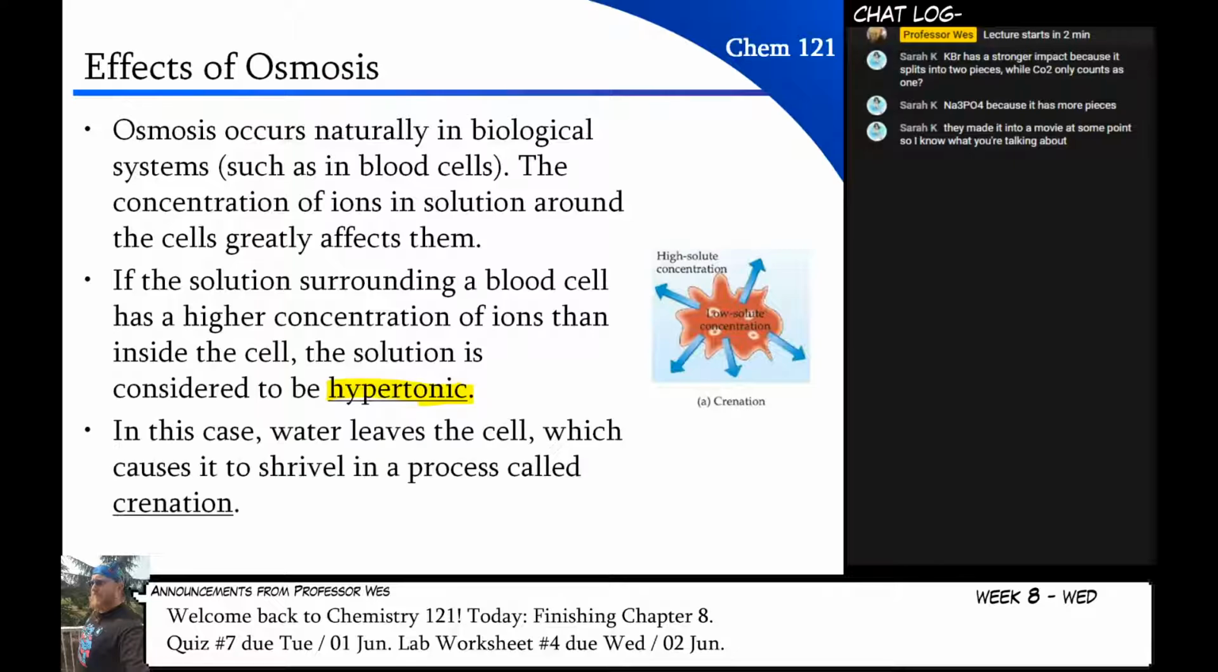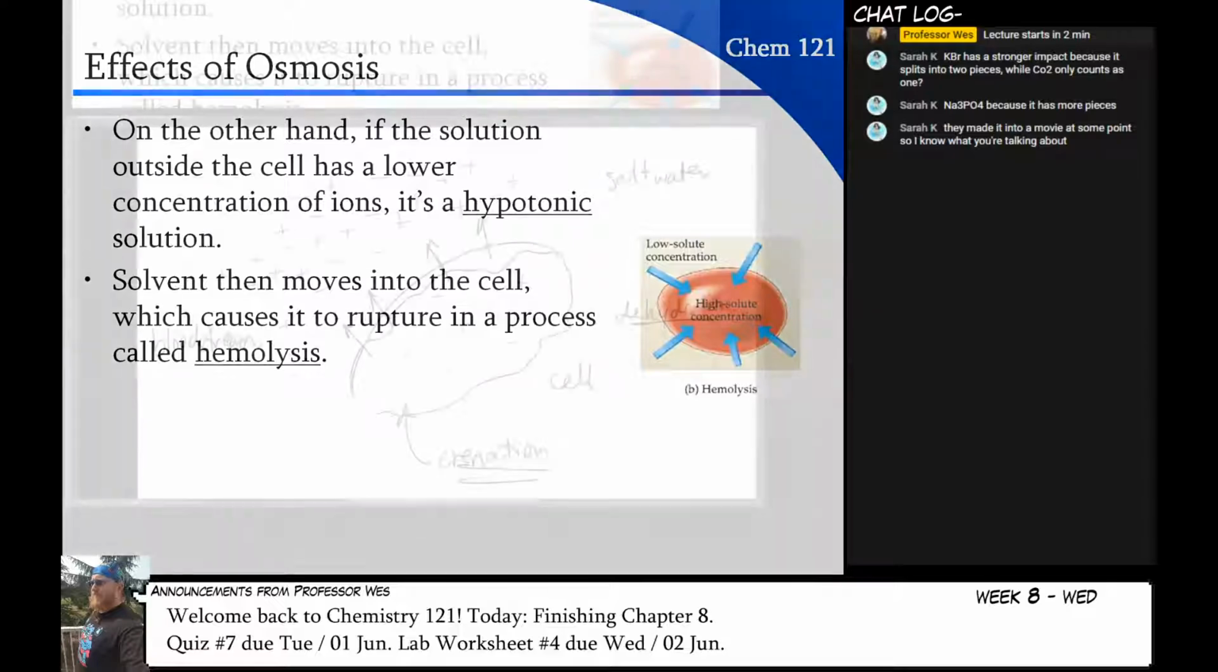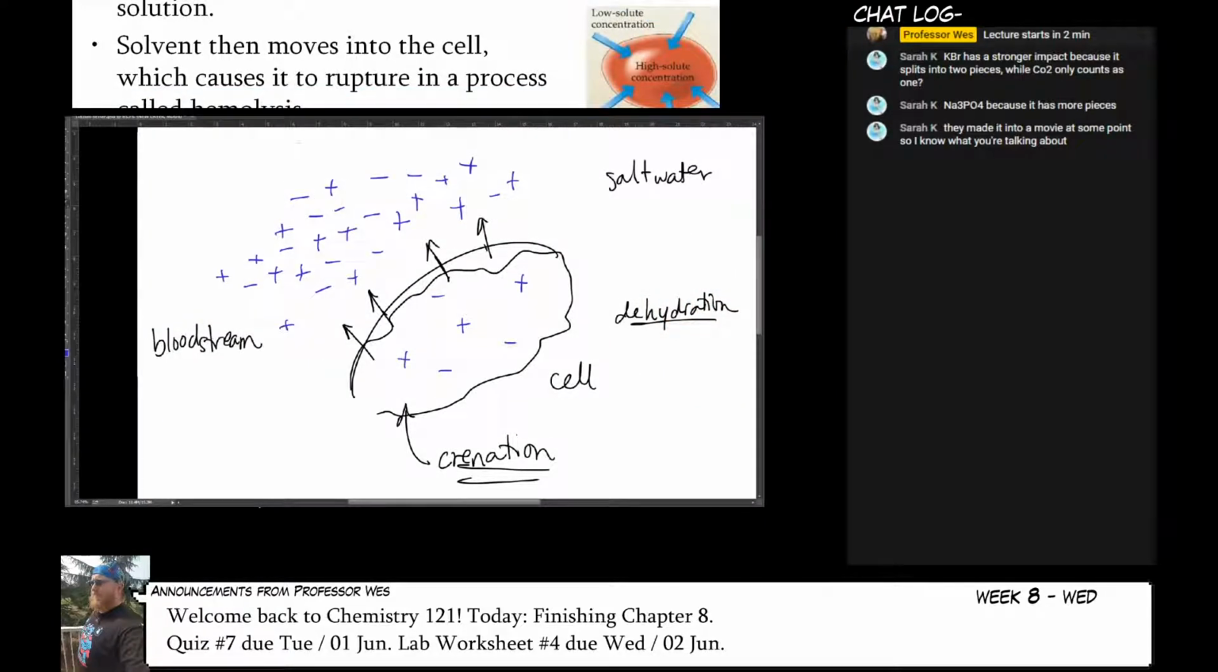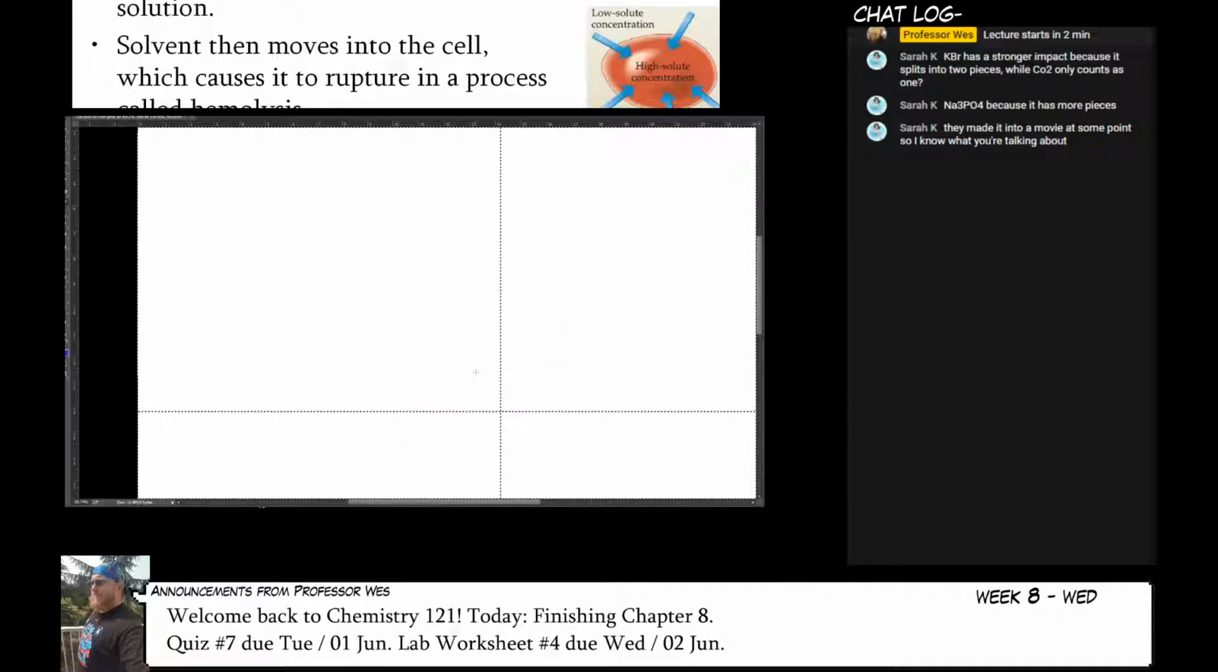All right, let's look at the other process. So I'm going to just put it on the screen real quick here, but then we're going to immediately go back to this. So let's erase everything here. We'll draw the cell again. And here's your bloodstream. And in your blood, or in your cells, are ions.